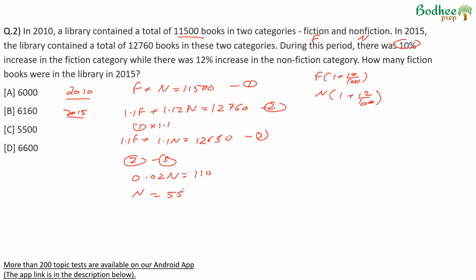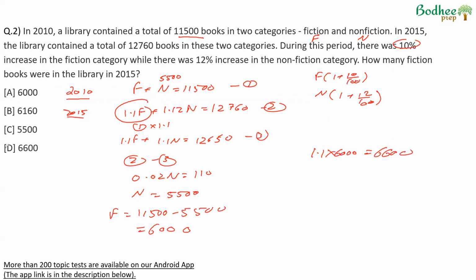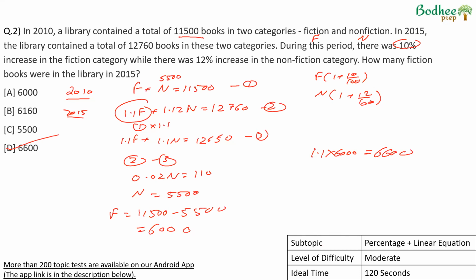This will become 5500. And therefore, if we substitute this value here, 5500, we will get F as 11500 minus 5500, which is 6000. We have to find the number of fiction books in 2015, which will be 1.1F. So the answer will be 1.1 into 6000, which will be 6600. Again, conceptually, not a very difficult question, just application of multiplying factor. Calculation might take a bit of time, and therefore I'm saying maybe 2 odd minutes, 120 odd seconds to solve. But conceptually, an easy question.